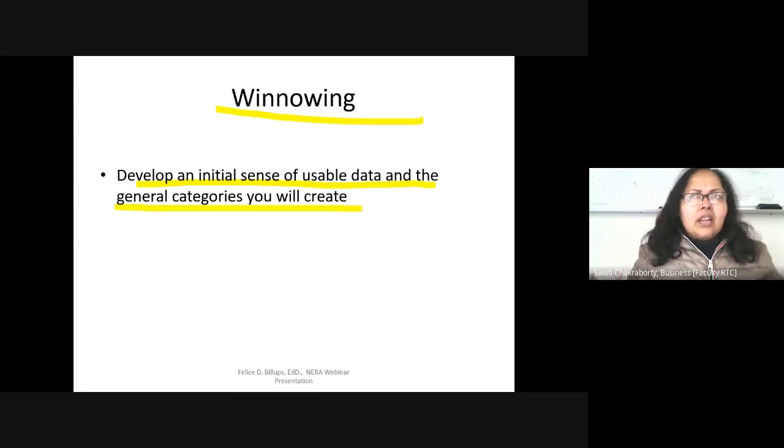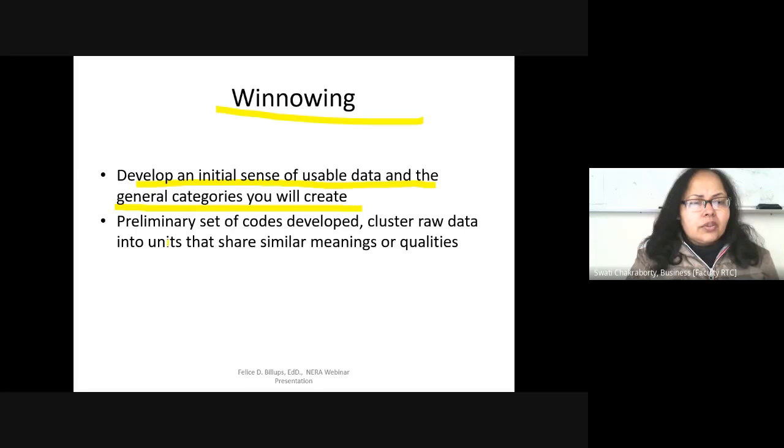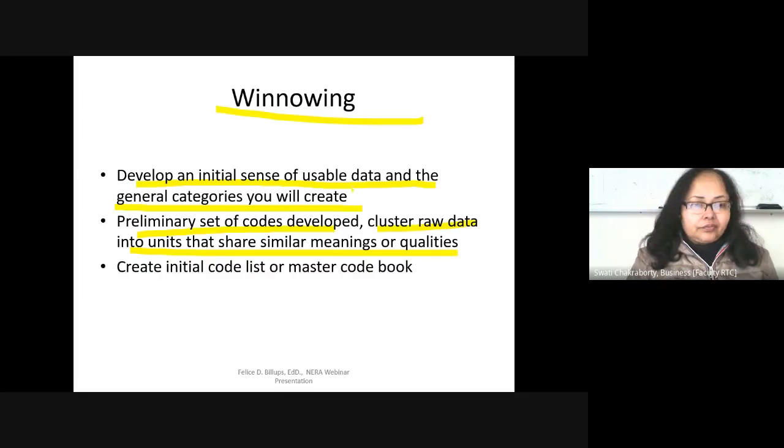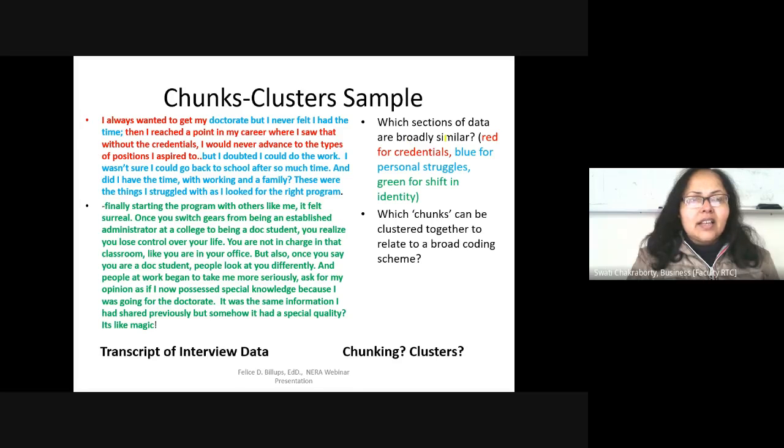Once you read through it and make a note, you have a sense of the usable data, the data you're going to use, and what the different types of categories are that you will create, right? Then you set up a preliminary set of codes, and cluster the raw data into units that share similar meanings or qualities. After which, create an initial code list or master code book. So this is an example of chunk clusters. It's a transcript of interview data.